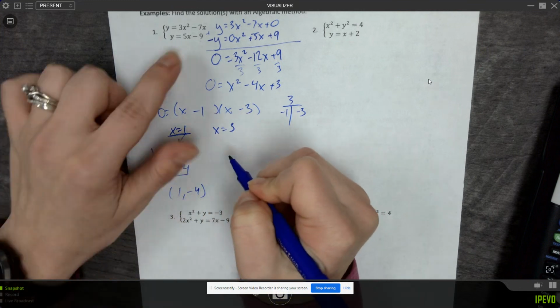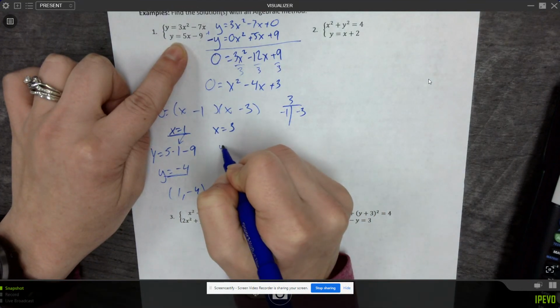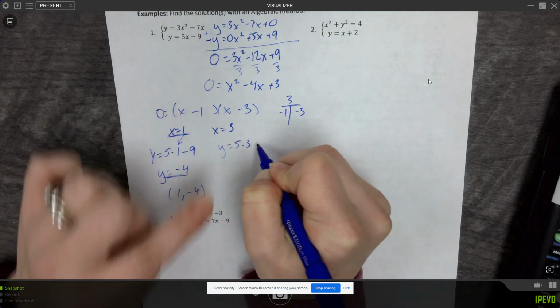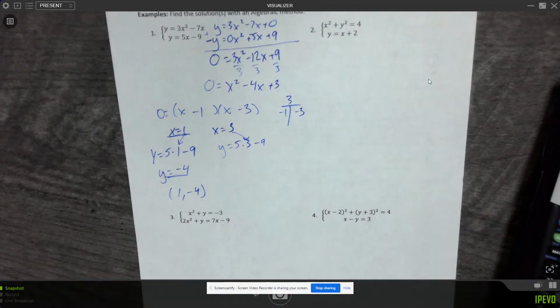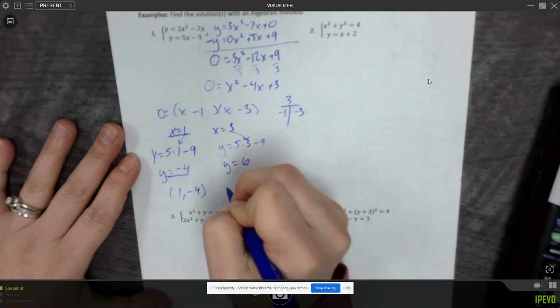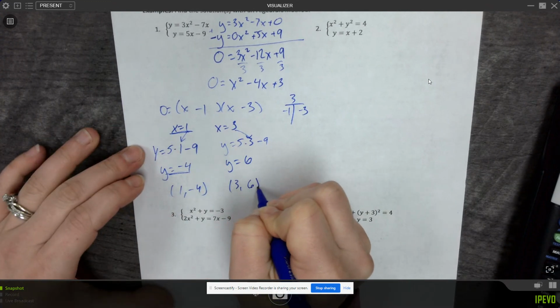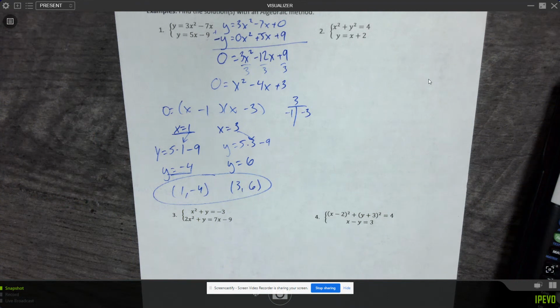And then I'm going to repeat the same thing. I'm going to use the same equation. 5 times 3 minus 9. 5 times 3 is 15. 15 minus 9 is 6. So that answer is 3, 6. Those are your two solutions.